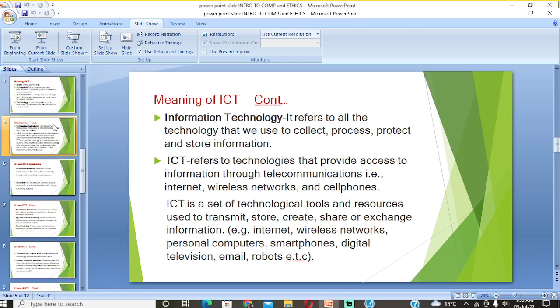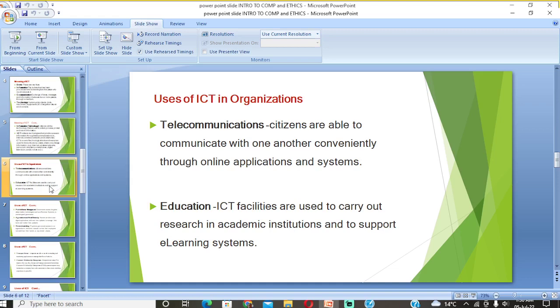So number two, let us look at the uses of ICT in an organization. ICT is used in telecommunication. So there are those tools that we use that aid in communication. We use ICT in education. So for example, in research work, or nowadays we have what we call e-learning. So learning using ICT technologies or e-learning systems. We also use ICT in public sectors, for example, in revenue systems and different government departments.